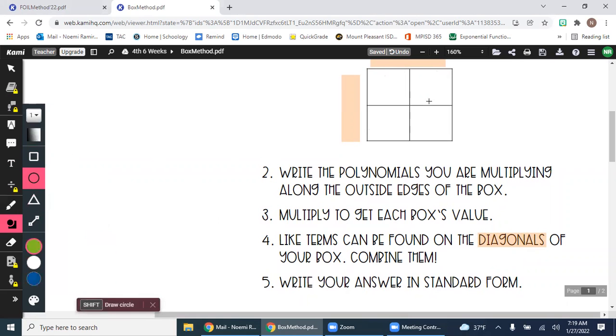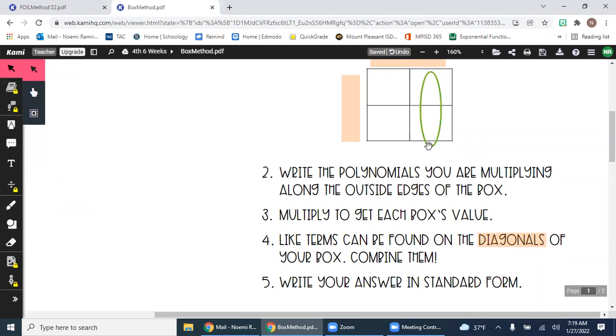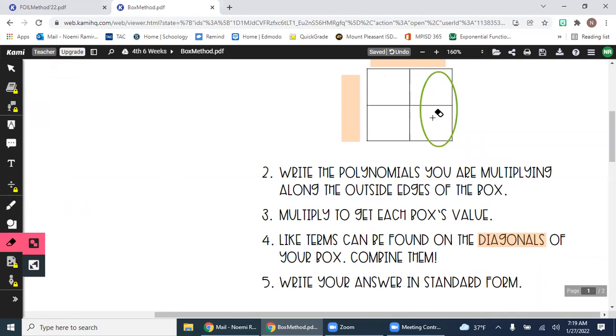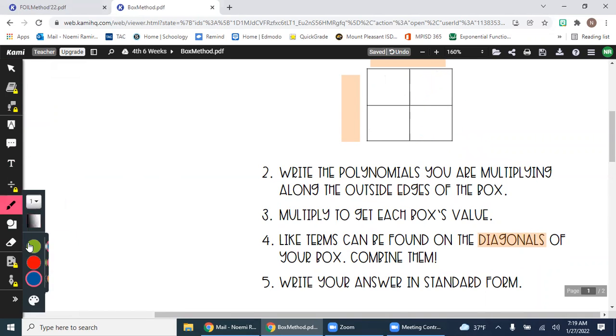Let me draw a circle around it. Oh, Lord. I wonder if I could rotate this circle. Can I rotate it? No. Why not? There's no rotate feature. Well, that sucks. I wanted to make it pretty.